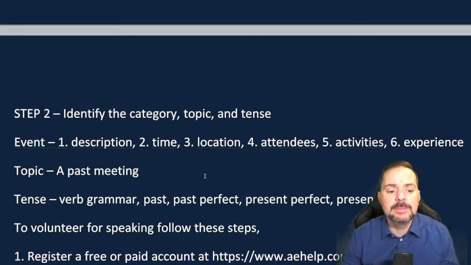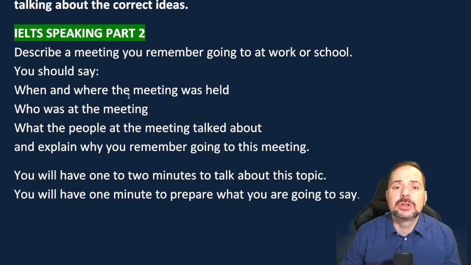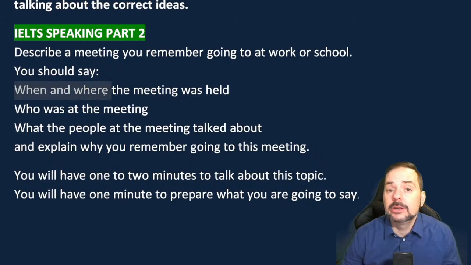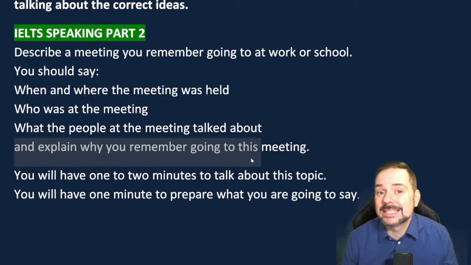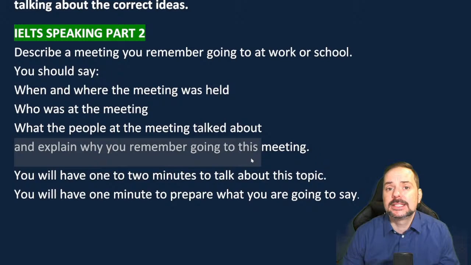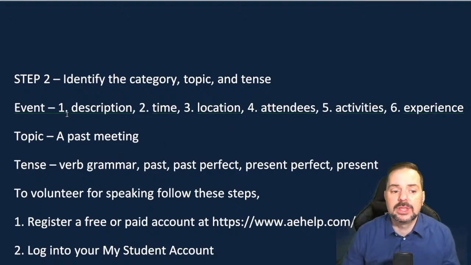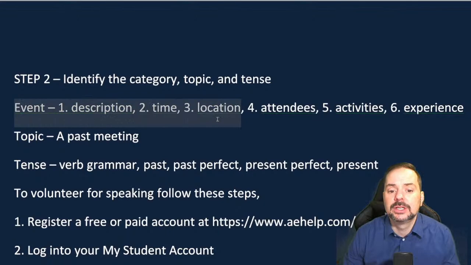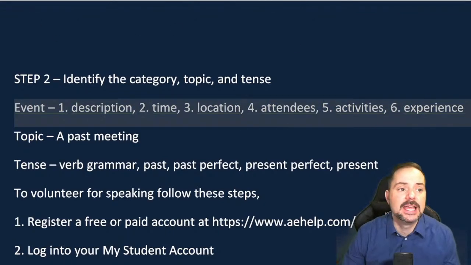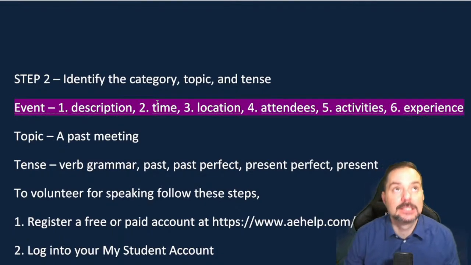If you think about these, you basically have a very similar concept in the cue card here. When and where, so time and location. Who was at the meeting? That's the attendees. What people at the meeting talked about, that's the activities. Why you remember it, that's your experience. And again, this is a cue card that was given to IELTS candidates last year. So, Baljit, you have the right idea. Make sure that you're not thinking of it in question form, but in statement form. So, description, time, location, attendees, activities, and experience. The best is to think about it as a statement like that.